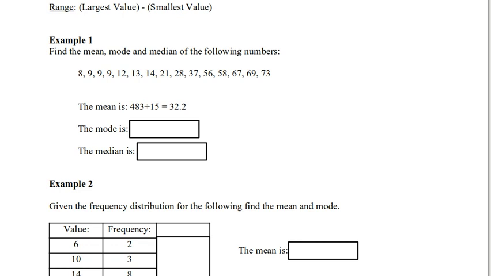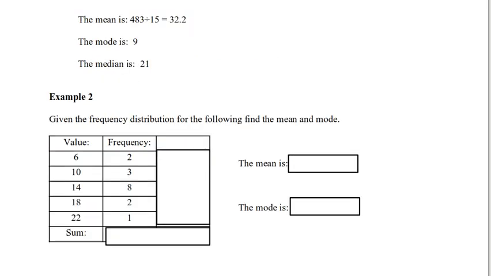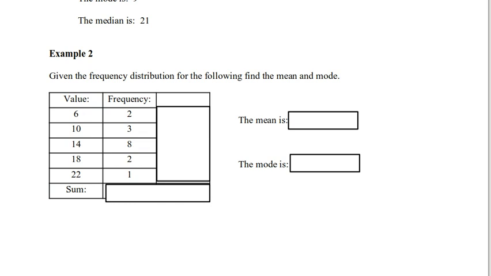And here we can see those 3 9s in a row. There are no other numbers that appear more than once. So our mode is 9. And the median, when you cross them out from the outside to the inside, you're left right there at the middle with 21. Let's take a look at an example with a frequency table.